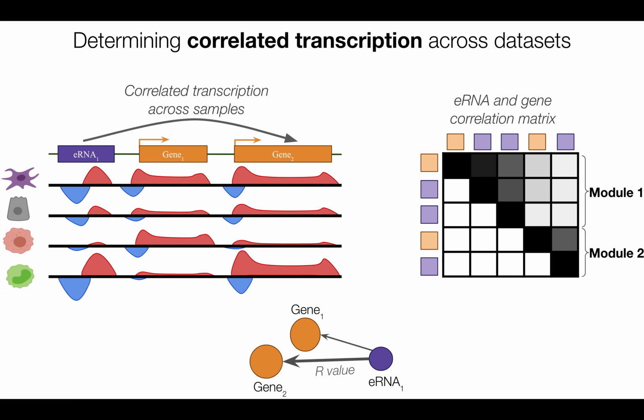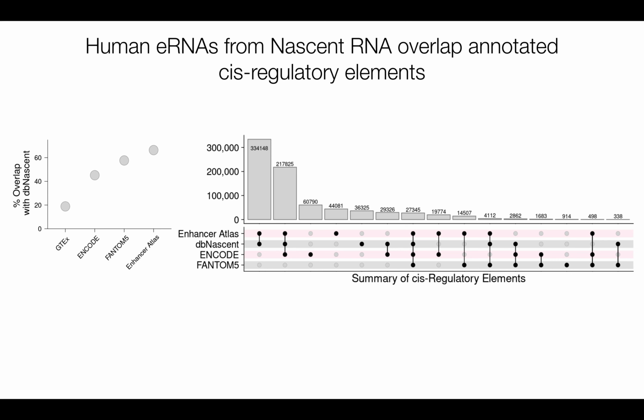And so if you step back and look at the enhancer RNAs that are supported by nascent RNA sequencing data, what we found is that over 20% and even up to 60% of current databases such as GTEx, ENCODE, FANTOM5, and EnhancerAtlas actually overlap enhancer RNAs in our database.